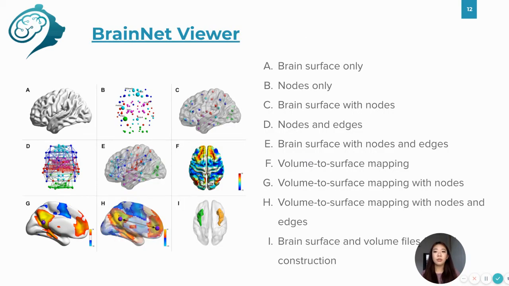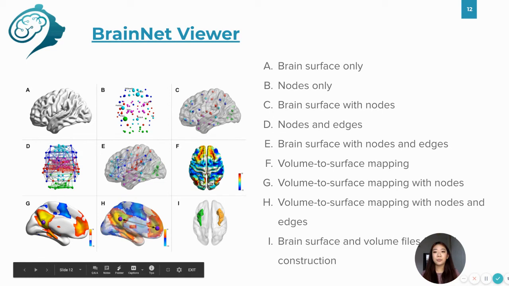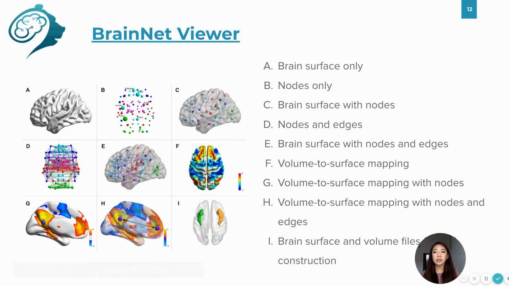And there's also this software I've linked here, the BrainNet Viewer. It's software that lets you play around with different visualizations. For example, you can do brain surface only, volume to surface mapping, and brain surface for ROI construction, the last one being regions of interest. It's a cool tool that is available online, and I think created by some researchers in the lab.